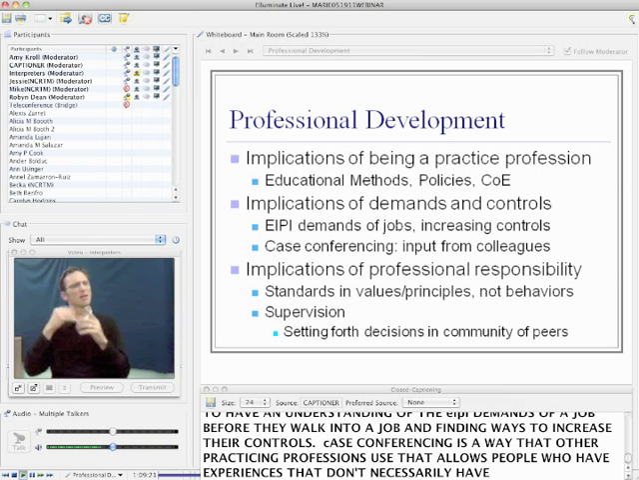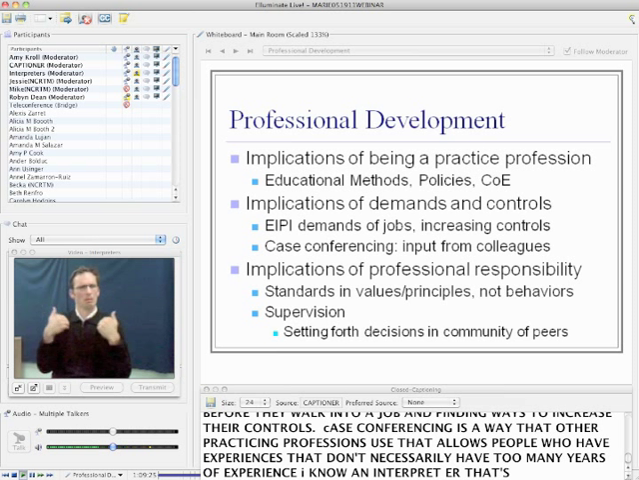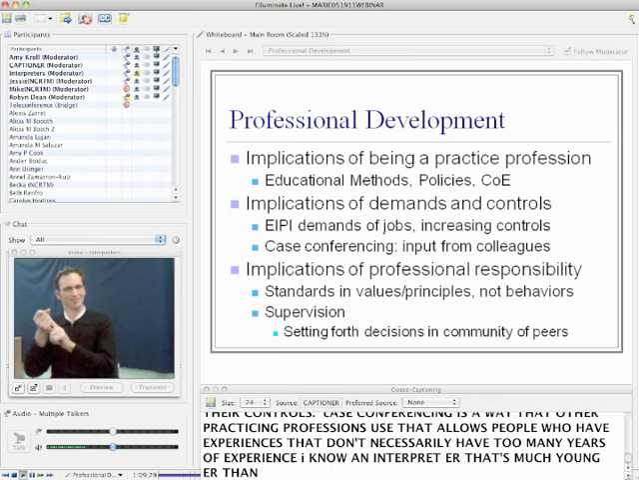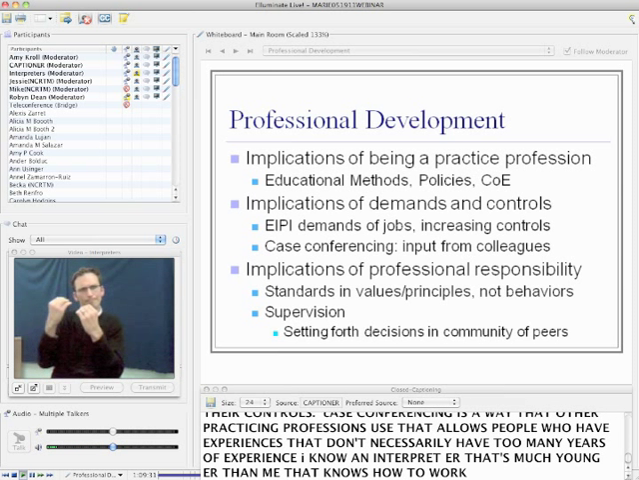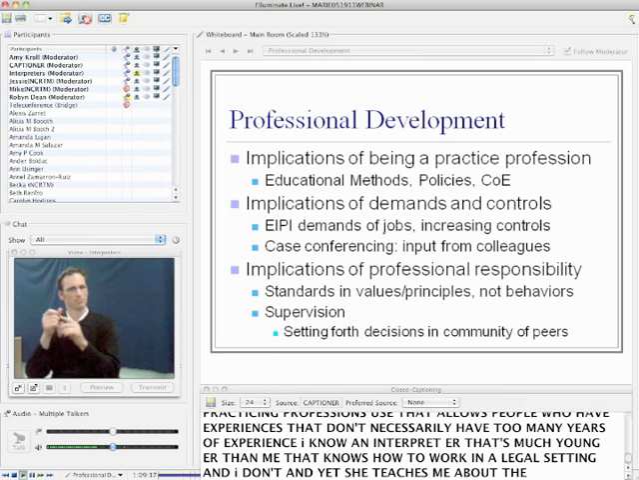I know an interpreter who's much younger than me, has fewer years of experience, but knows how to work within a legal setting and I don't. And yet she teaches me about the EIPI of legal situations. And so we begin to learn from each other through case conferencing.